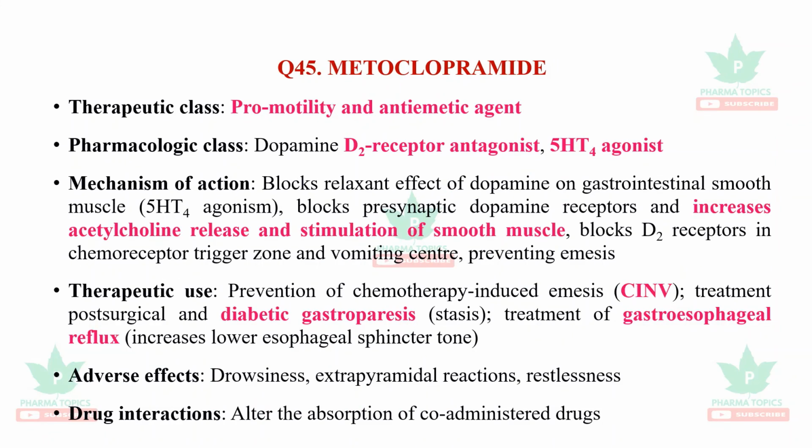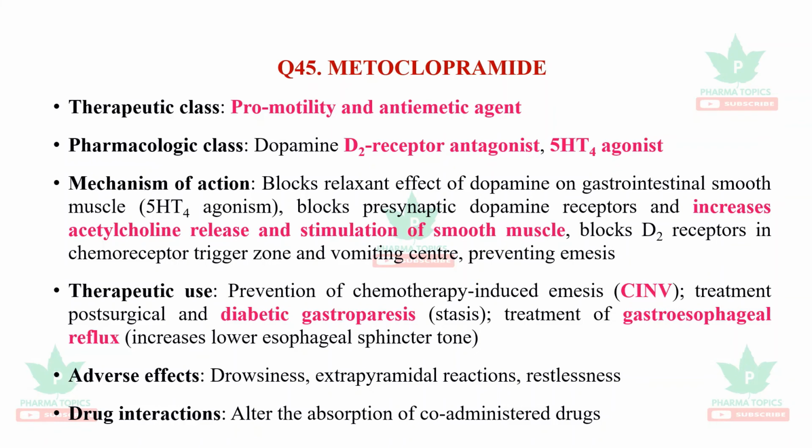Question number 45 is metoclopramide. In many question papers, they ask about a short note on metoclopramide. It's a pro-motility and anti-emetic agent. It's a D2 receptor antagonist and also has 5-HT4 agonism. It blocks the relaxant effect of dopamine on the gastrointestinal muscle, that is, through 5-HT4 agonism. It blocks presynaptic dopamine receptors and increases acetylcholine release and stimulation of smooth muscle. It blocks the D2 receptors in the chemoreceptor trigger zone and vomiting center and prevents emesis.